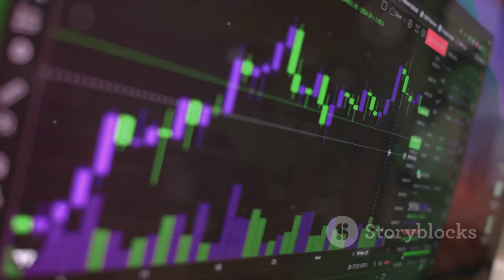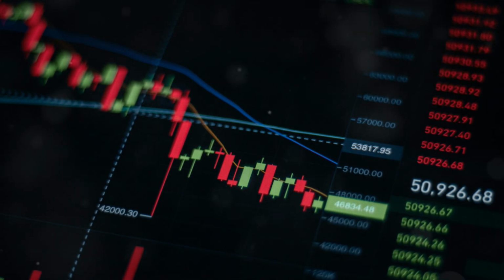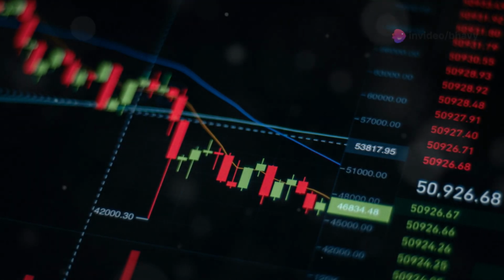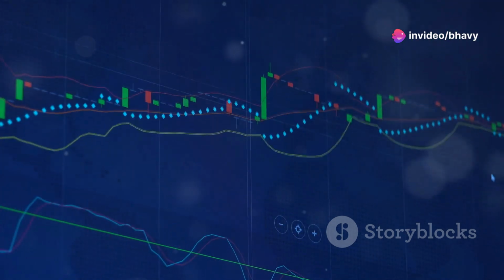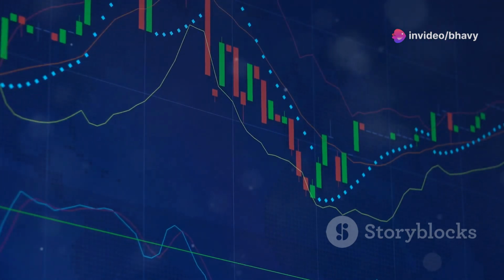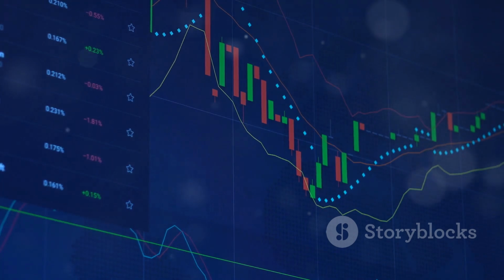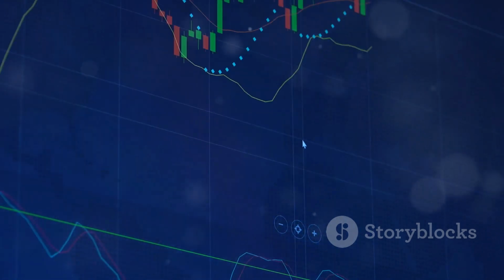Hammer. A hammer candlestick has a small body at the upper end of the trading range and a long lower shadow. It typically forms after a downtrend and suggests that sellers pushed prices lower, but buyers emerged to push prices back up, potentially signaling a reversal to the upside.